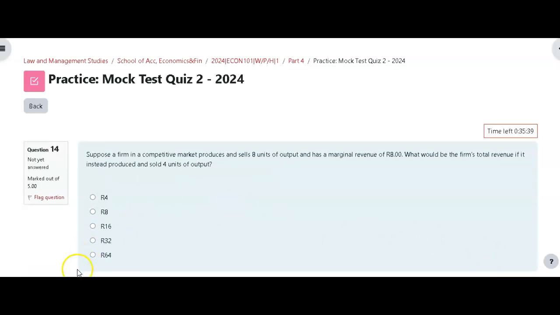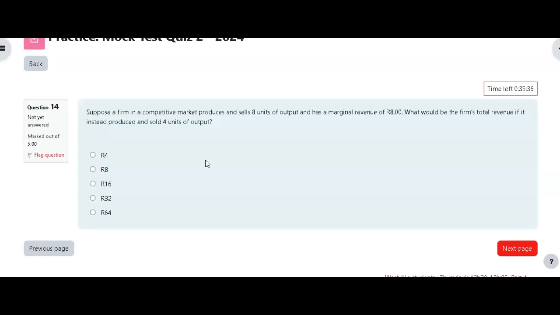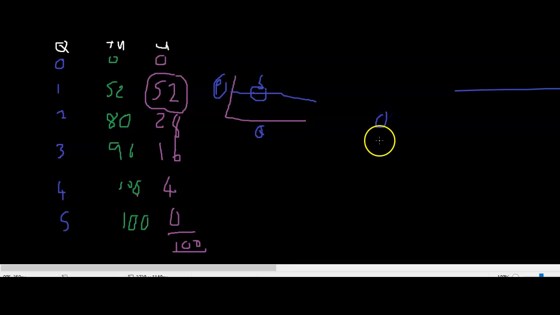Now suppose a firm in a competitive market sells 8 units of output and has a marginal revenue of 8. What will be the firm's total revenue if it instead sold 4 units? Okay, I'm going to draw it. I ignore 8 units of output because now I'm looking at 4 units of output. So straight away, you need to basically make a drawing, right? So put 0 to 4. 0 products, 1 product, 2 products, 3 products, 4 products.